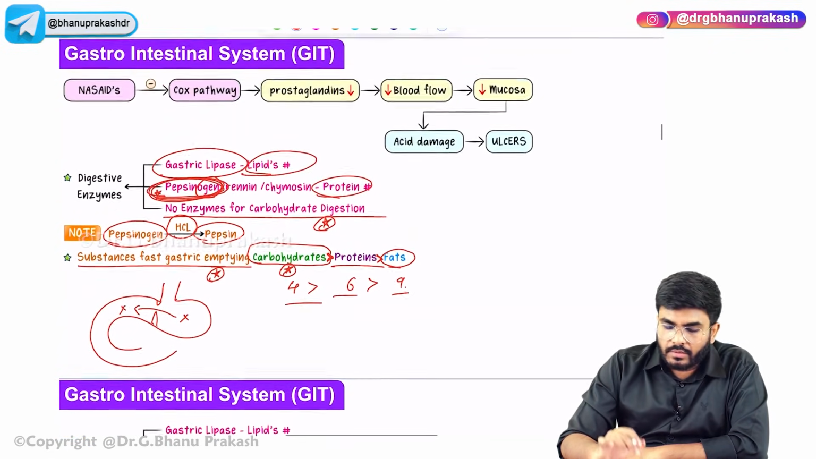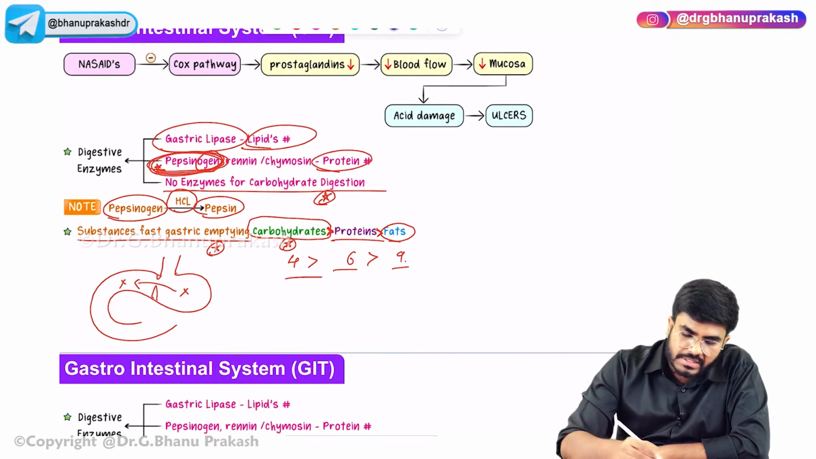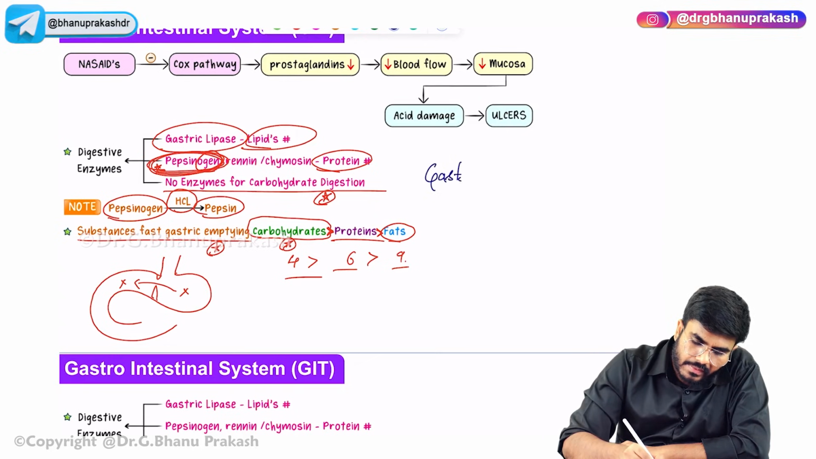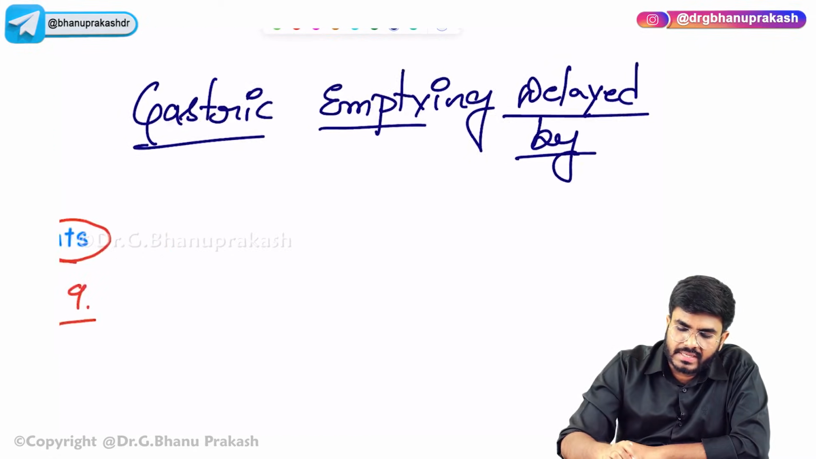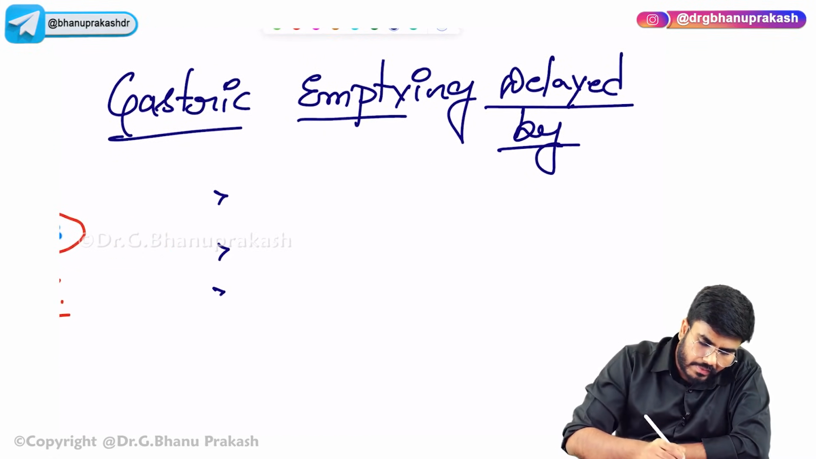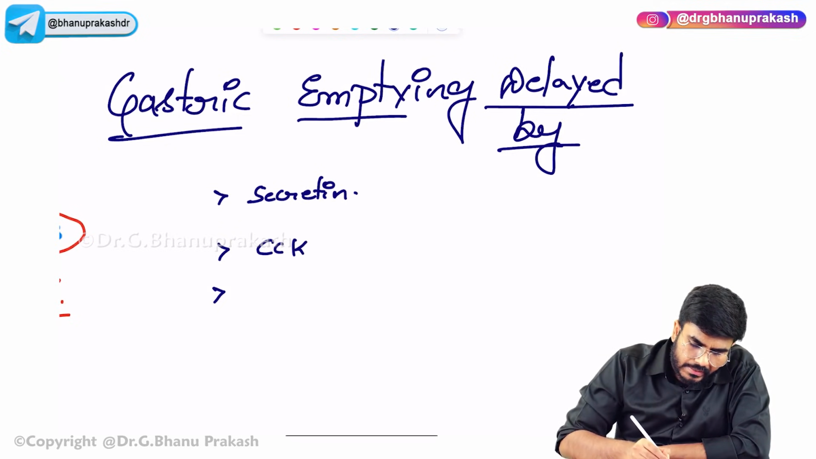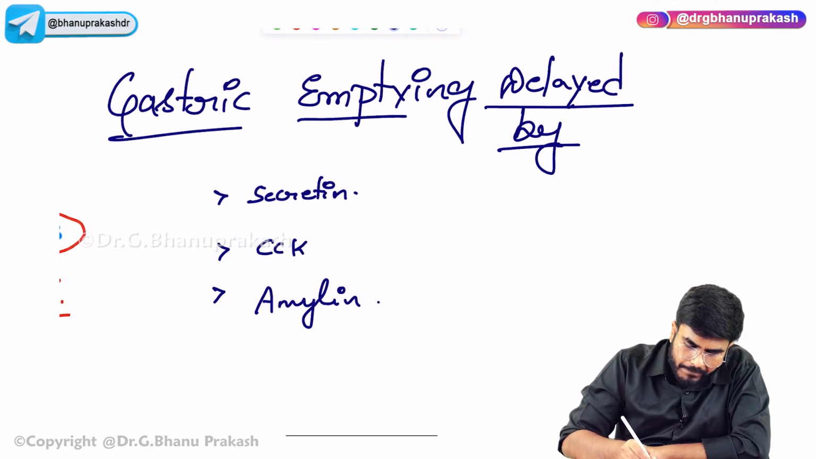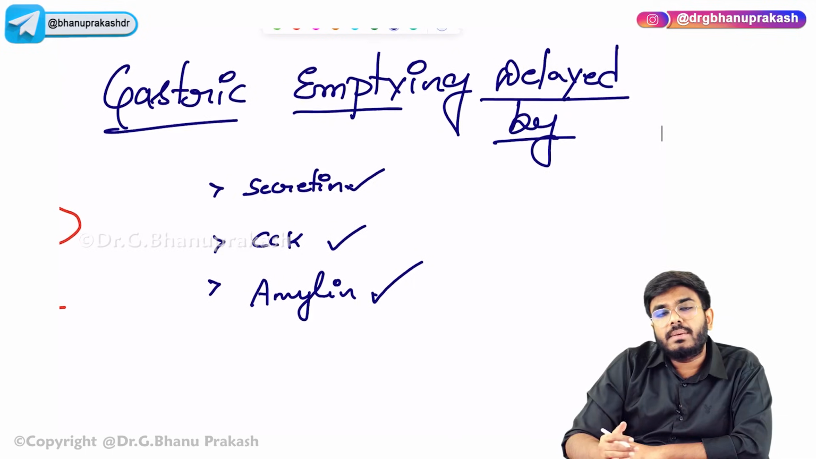Now, one important hormone which I want you to know: who delays the gastric emptying? Let me write it here itself. Gastric emptying is delayed by, who inhibits the gastric emptying? Number 1 is secretin, cholecystokinin, and amylin. These three, secretin, cholecystokinin, and amylin, delay the process of gastric emptying.